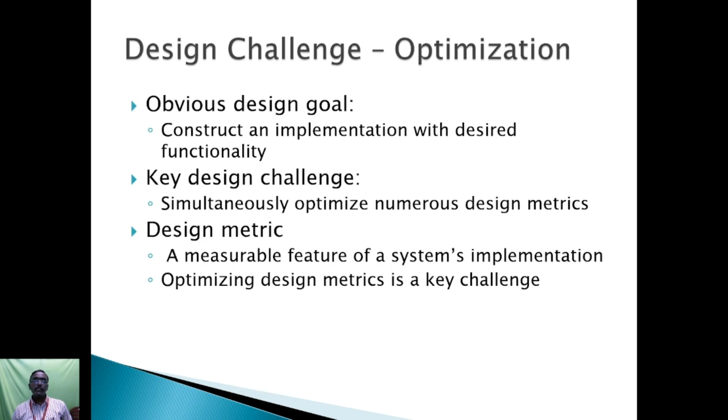Next is the design challenge of optimization: observing design goals, constraints and implementation with designer functionality. The key design challenge is optimization of the design metrics. A metric is a measurable feature of a system implementation, and optimizing design metrics is a key challenge.